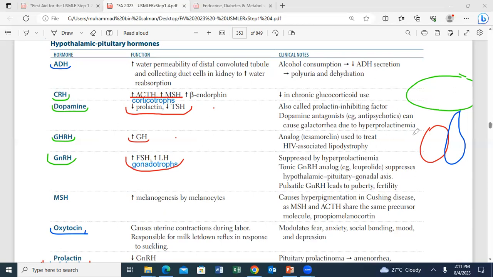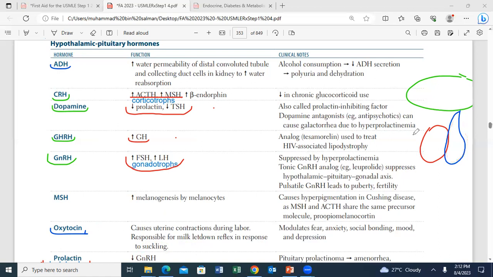First is the uterine contractions during labor, so it is very necessary for the delivery of a baby at the end of pregnancy. And second, it is responsible for the milk let down reflex. When the baby suckles the nipples, that suckling action leads to the release of oxytocin. So you see, it's the love hormone. So these were the two secretions of the posterior pituitary.